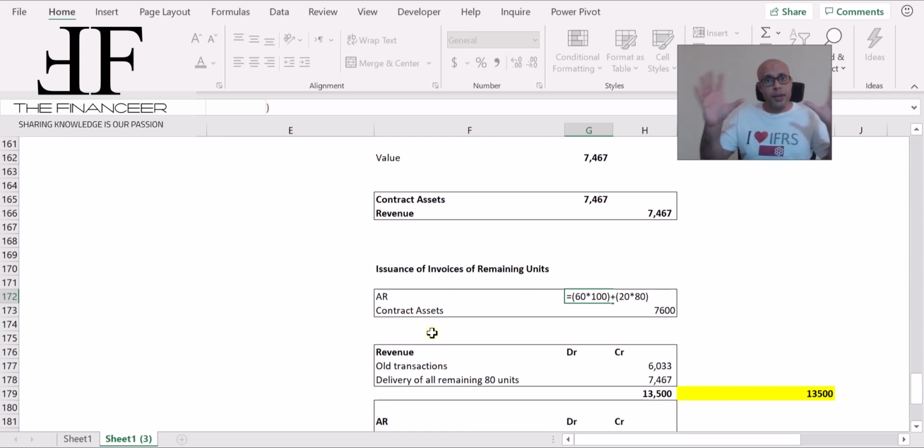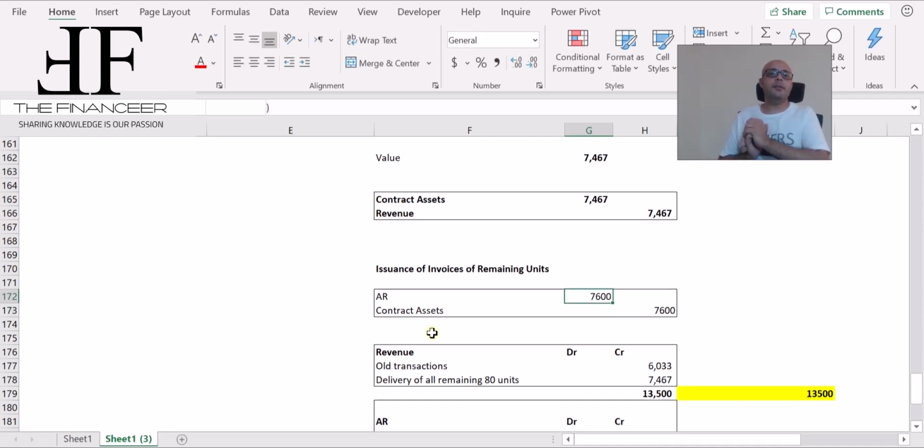At the end of the day, after completing all of these transactions, everything will be closed, as you are going to see. So this will be the value that you are going to show to your customers in the invoice. So this will be 7,600. So this will be the value in the AR. And the same value will be credited to the contract assets. Now everything is closed. You recognize the revenue completely and you issue the invoices completely.